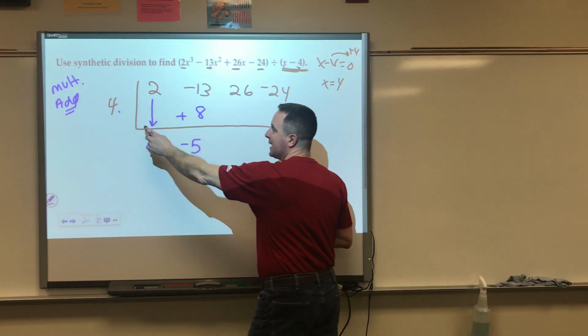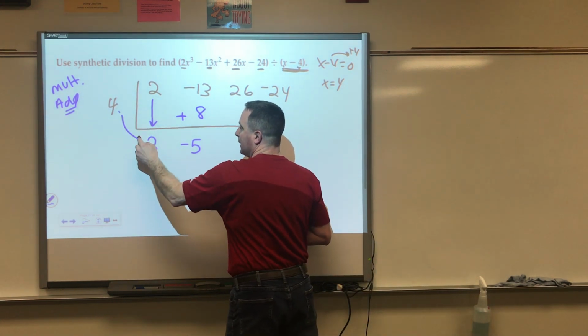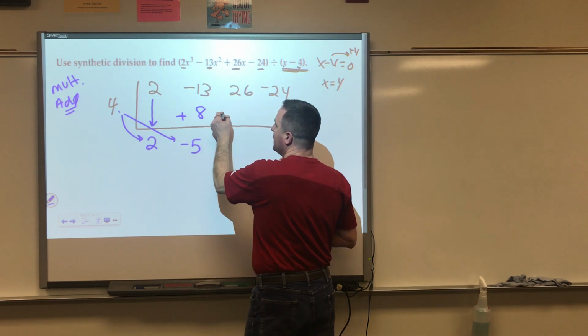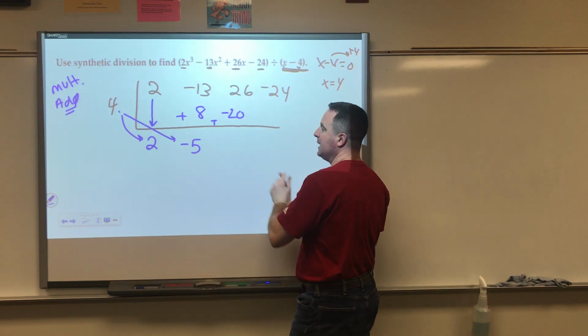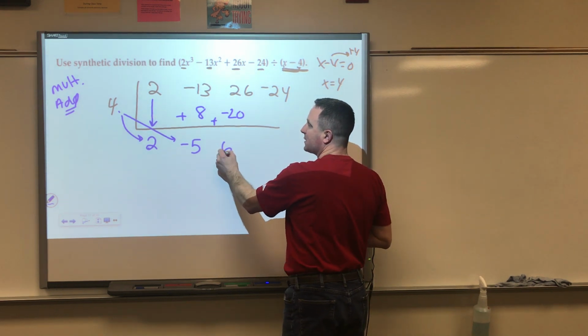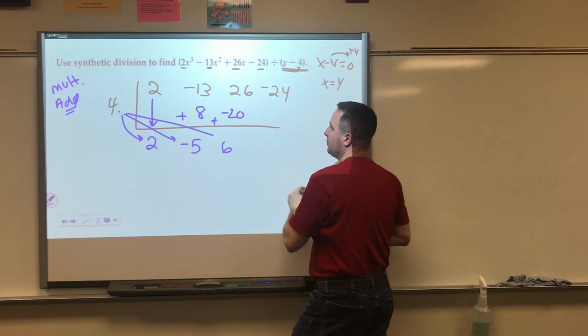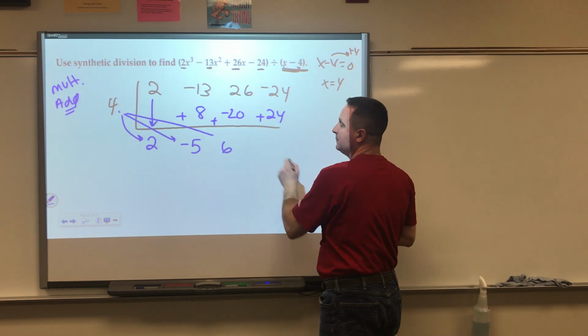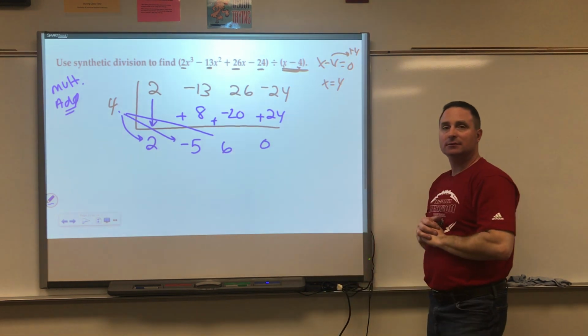Then I do it again. I take this number and multiply; I multiplied here first, but now I multiply out here. That's negative 20, and I add: 26 plus negative 20 is 6. I multiply again to get 24 and add, and I get 0.